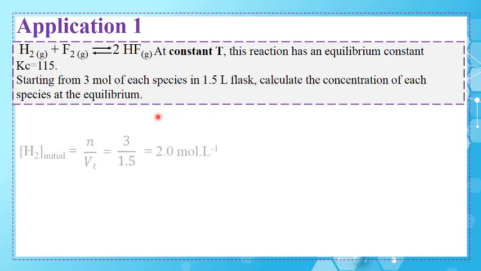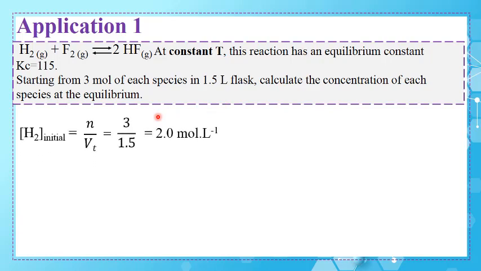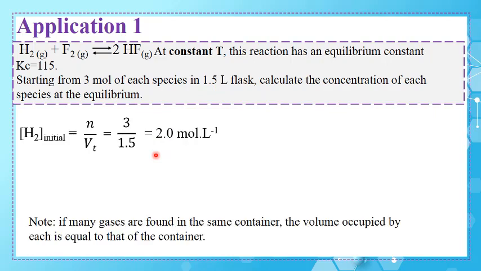So first of all, let's calculate the initial concentration of each species. We know that the concentration of H2 here is equal to the number of mole of H2 over V total. It's equal to 0 over 1.5 liter, which is the volume of the flask where H2 and the other gases are found. That is equal to this. Here there is an important note that is only for gases. If many gases are found in the same container as in our application, the volume occupied by each of them is equal to that of the container.